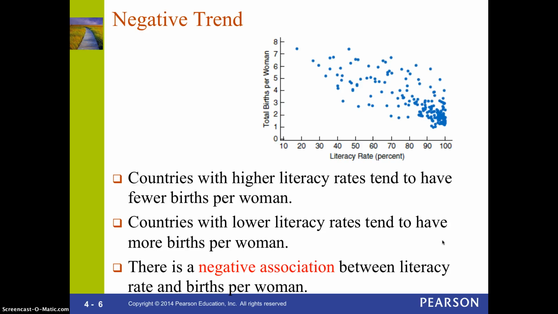Like back in chapter 1 when we talked about experiments and observational studies, remember we have to have an experiment before we can use the word cause or say one thing causes the other. These are not experiments for most of our scatter plots.